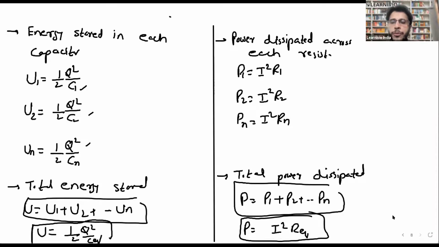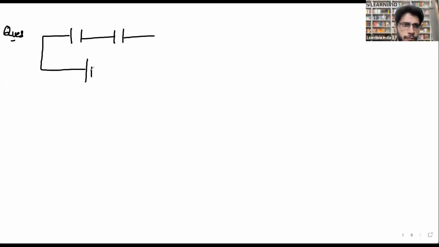Okay, let's start with some circuits. Can I change the slide now? Yes, sir. So first circuit, very simple circuit. You have two capacitors and these two capacitors are connected in series. This is a capacitor of, let's say, 5 microfarad, and this is a capacitor of 10 microfarad. The voltage is 10 volt.